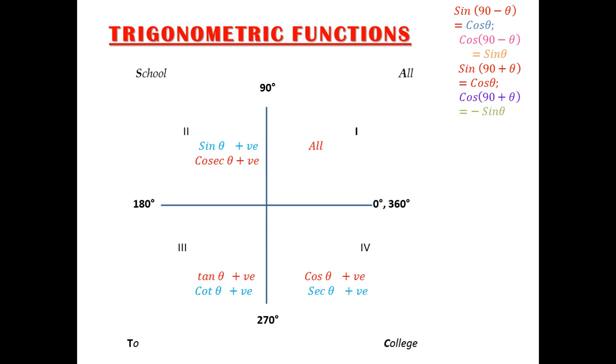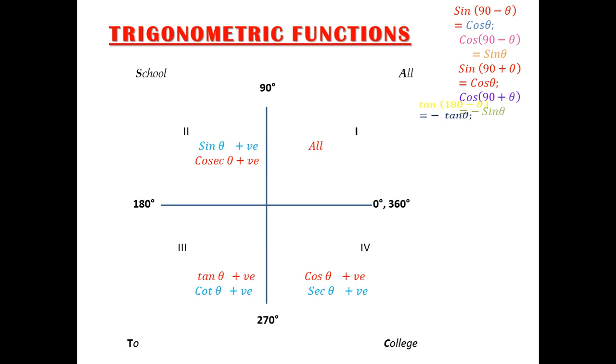Because we have to change cos into sine, but we have to check negative or positive. Cos is negative in second quadrant, so we put negative before sine theta. Cos 90 plus theta is equal to minus sine theta.